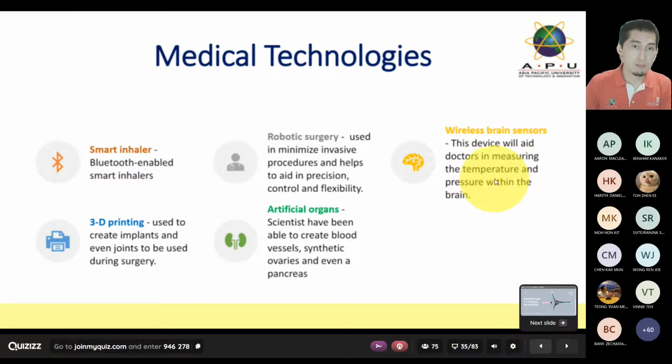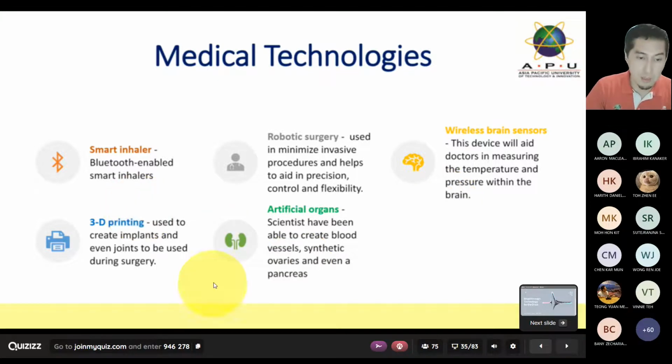Wireless brain sensors. Traditionally, almost 50 to 100 different wires must be attached to your head just to identify your brain signals. But now you can also have wireless brain sensors. So what is this mainly for? As you can see, it will aid doctors in measuring the temperature and pressure within the brain without necessarily going through an MRI scan or a CT scan and so on.